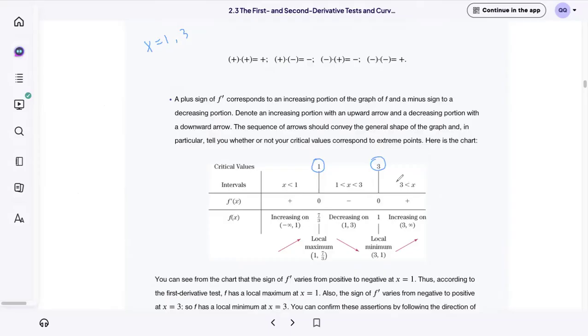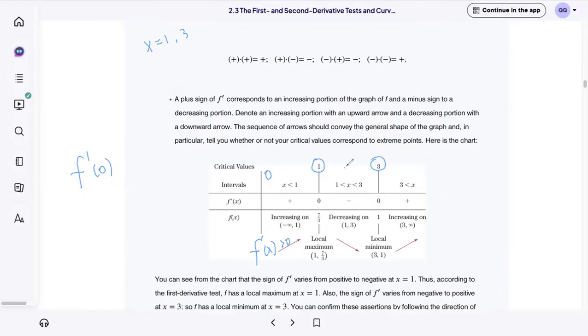So how does the graph behave? We can just pick one value, because we only know those 2 extreme points, the critical points. We don't know which one is maximum or which one is minimum. So all we have to do is pick one value on the left-hand side of 1. Easy, 0. Then plug in to get f prime of 0. According to this, it's positive.